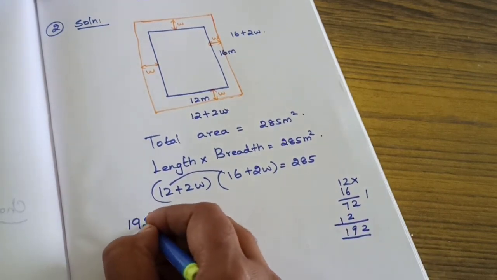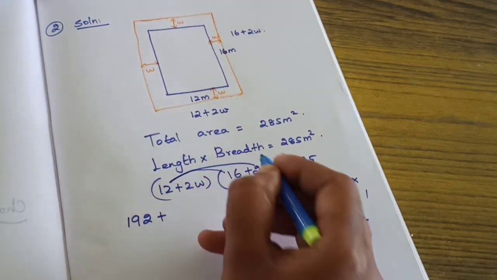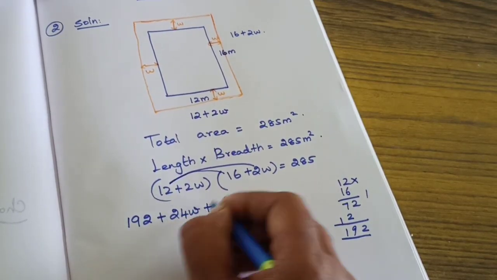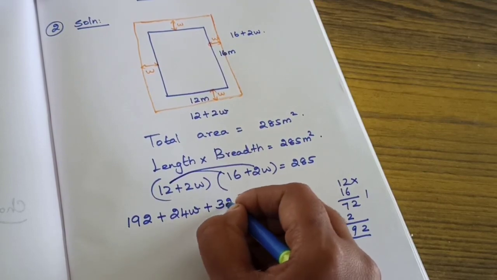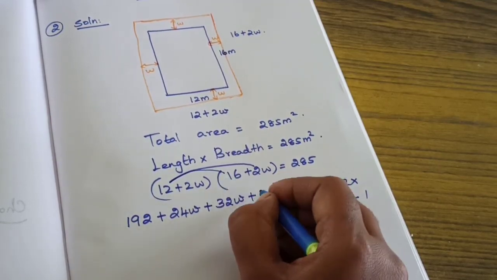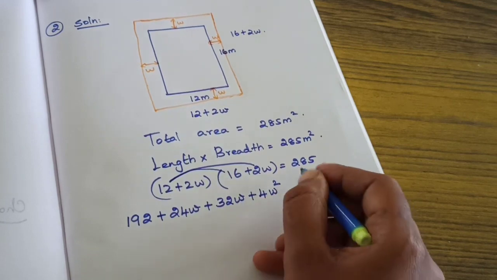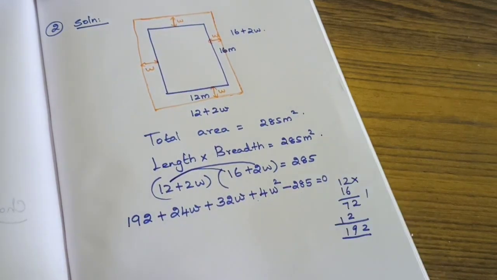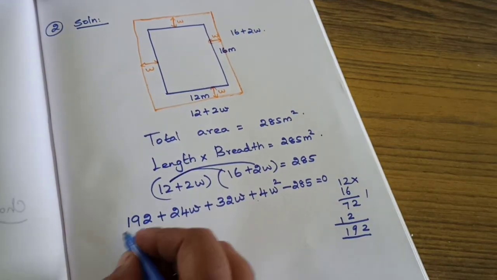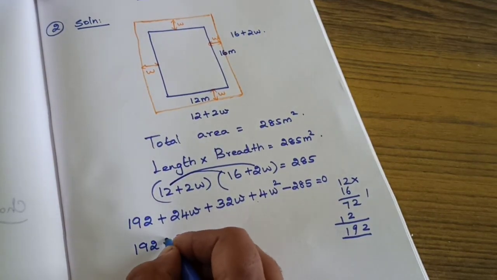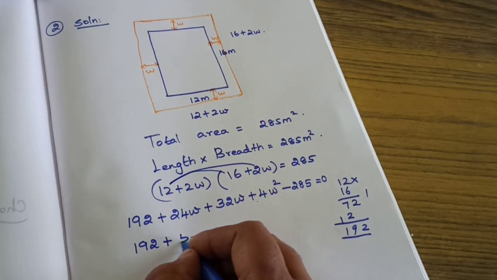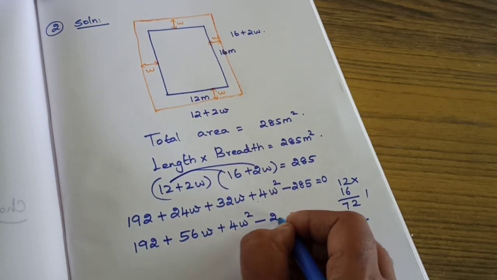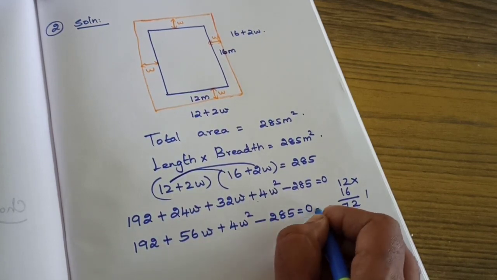192 plus, again bracket multiplication. 12 2s are 24w, plus 16 2s are 32w, plus 2 2s are 4w square. This time I am taking this side, so minus 285, which is equal to 0. Got it? Then 192 plus, here add this, 56w plus 4w square minus 285, which is equal to 0.